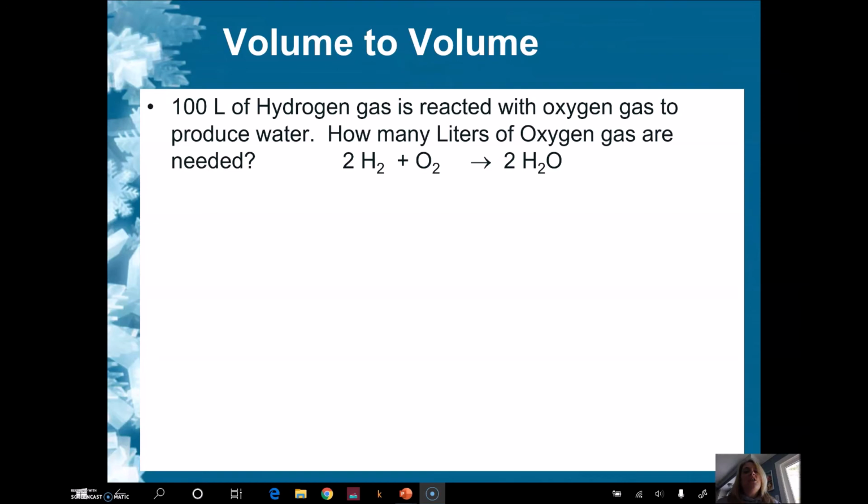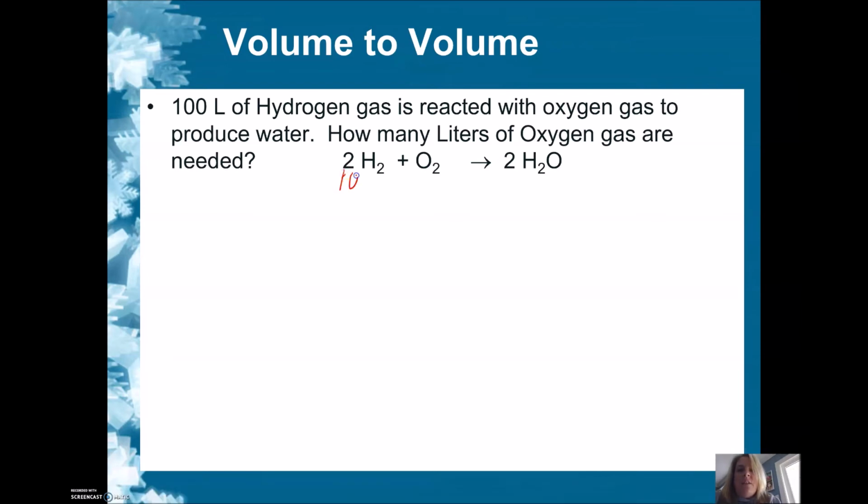All right, I have 100 liters of hydrogen gas reacted with oxygen gas to produce water. How many liters of oxygen gas are needed? So I have 100 liters of hydrogen gas, so that goes right there. How many liters of oxygen gas, so that's what I want to know, are needed? All right, so step 1, balance your equation. Check. Step 2, write down the number and the unit and what it is. So we have 100 liters of hydrogen, so that's H2. Remember, volume to volume, we can skip the whole 22.4 thing and go right to the heart.